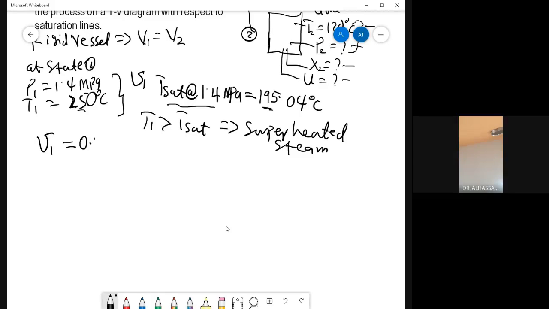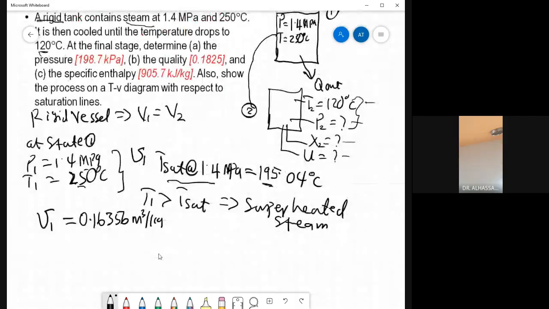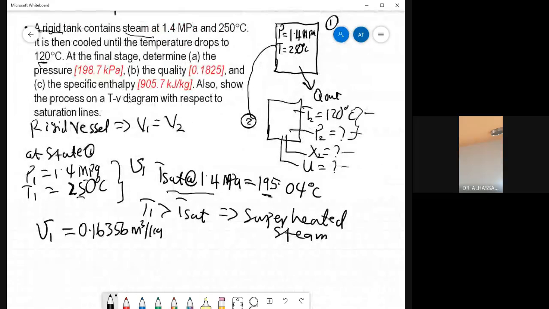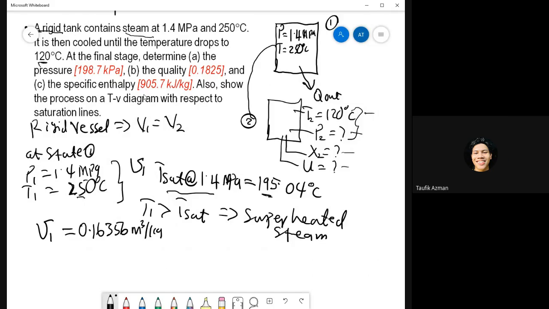0.16356, meter cube per kg. All right. So now we have been able to determine V1. We don't know the mass of the fluid.